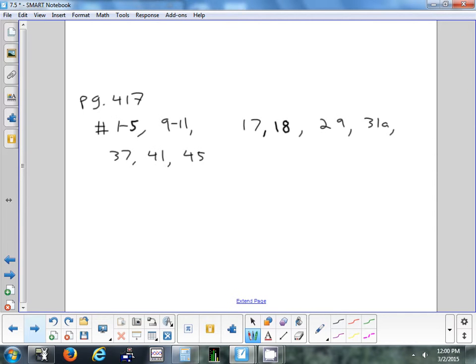All right, so the homework is on 417. It's 1 through 5, 9 through 11. And then it skips around a little bit. So 17 and 18, 29 and 31A. There's more than one part to 31. Don't do all the parts. Just 31A. 37, 41, and 45. Okay, so we'll take a look at that tomorrow.